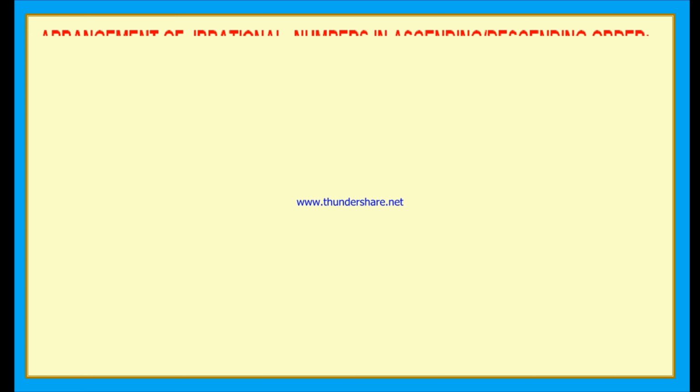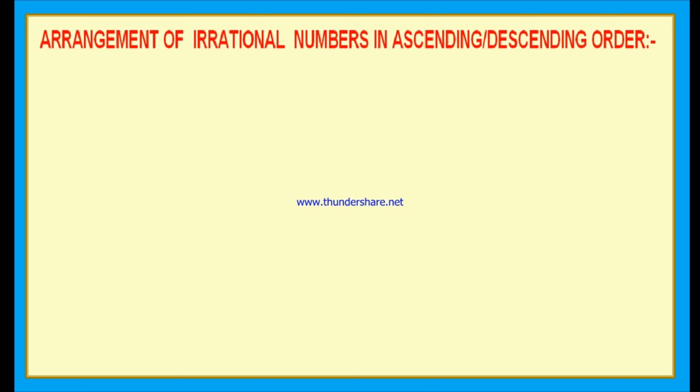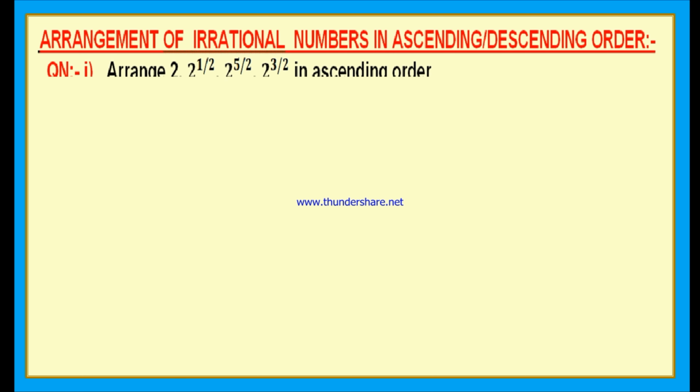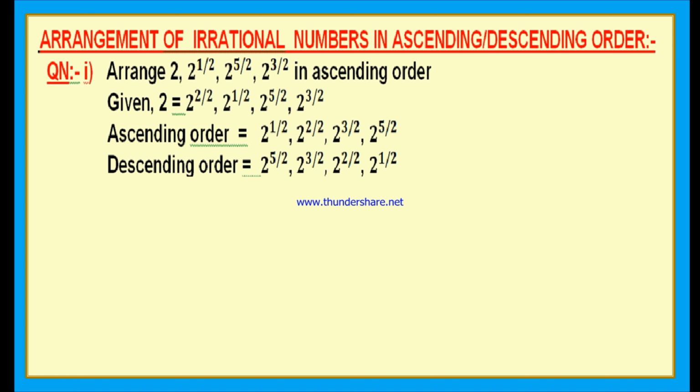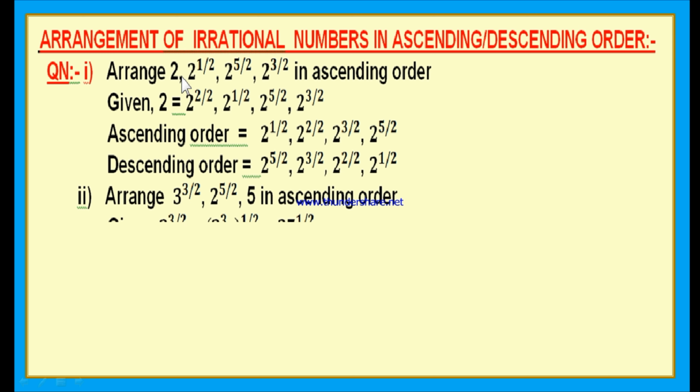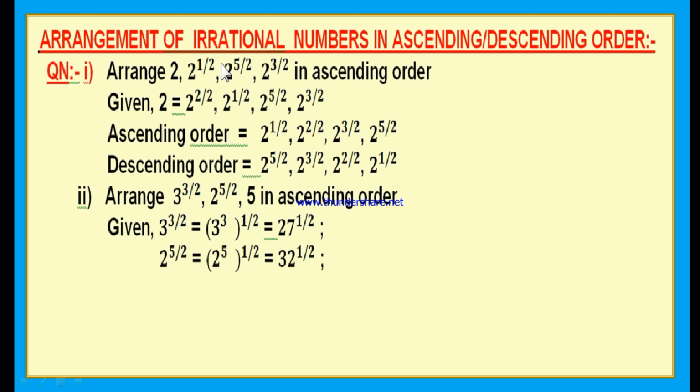Now, arrangement of irrational numbers in either ascending order or descending order. Look at question number 1. Arrange 2 power 1 by 2, 2 power 5 by 2, 2 power 3 by 2 in ascending order. Now we are given the first number as 2, and you observe the remaining numbers, all these numbers have some exponents: 1 by 2, 5 by 2 and 3 by 2. In all these exponents you can find 2 as denominator.